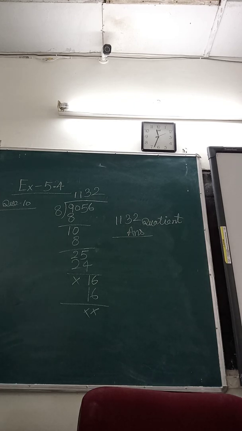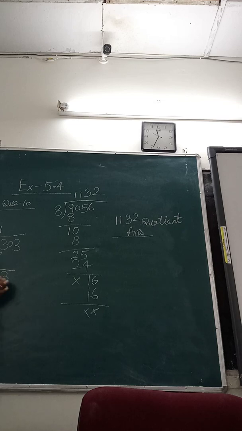And children, let's see question number 12. It's 9,303 divided by 7. 7 ones are 7. 9 minus 7 is equal to 2. And 3 will come down.